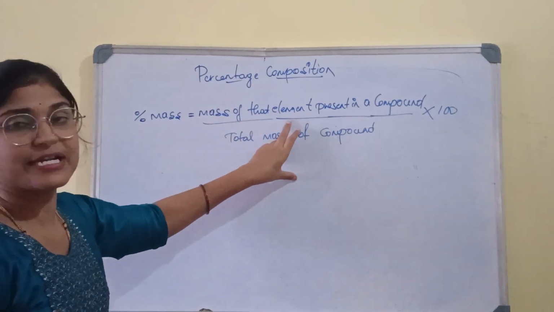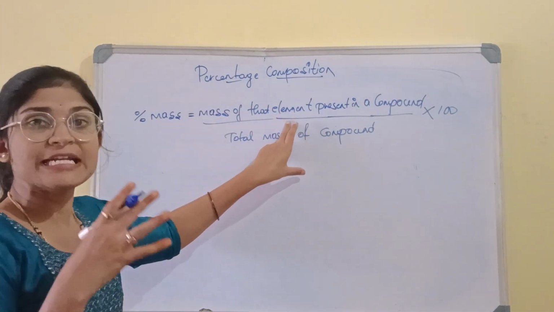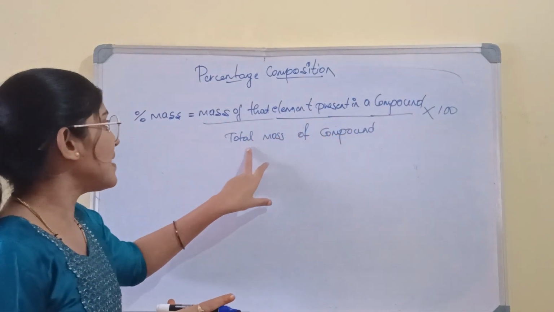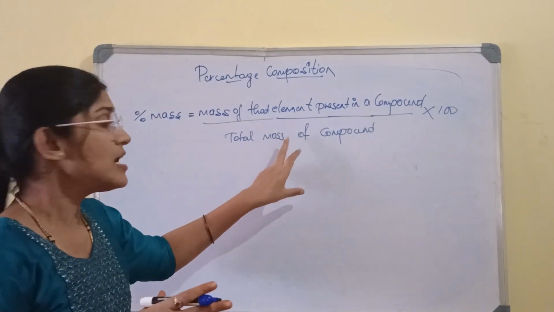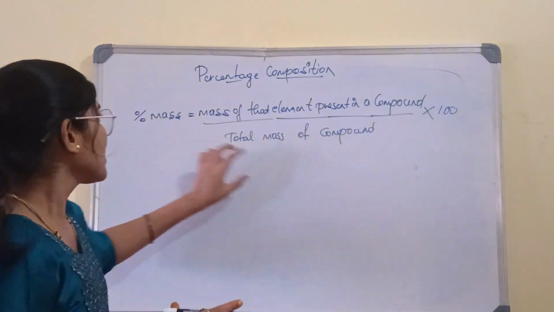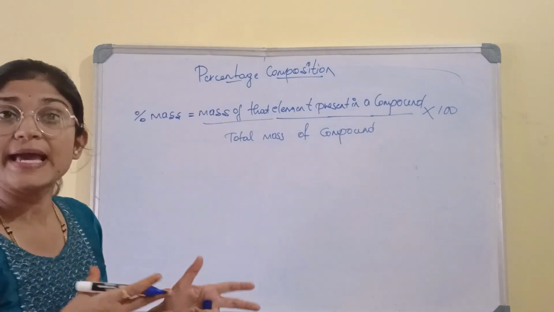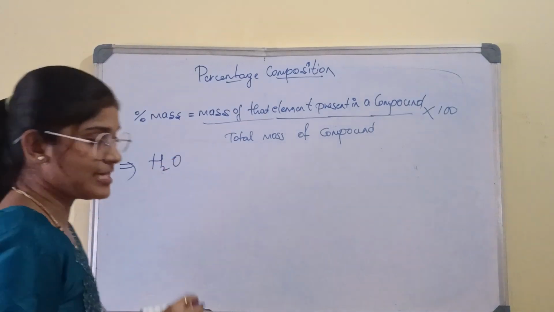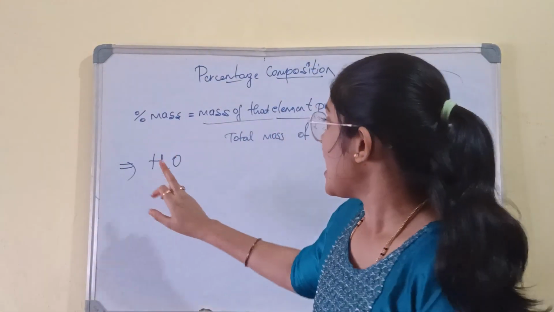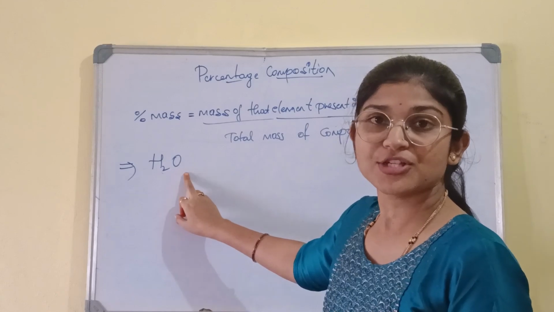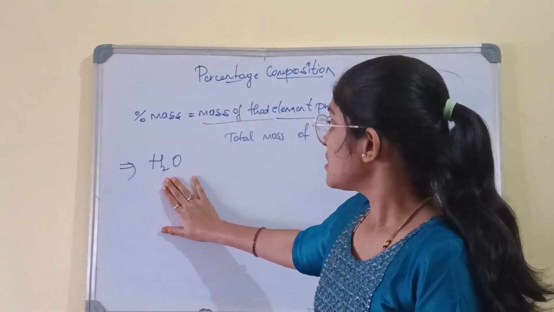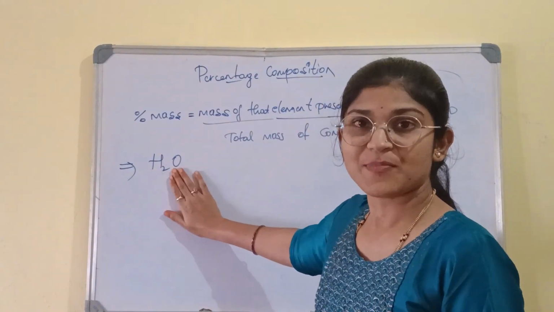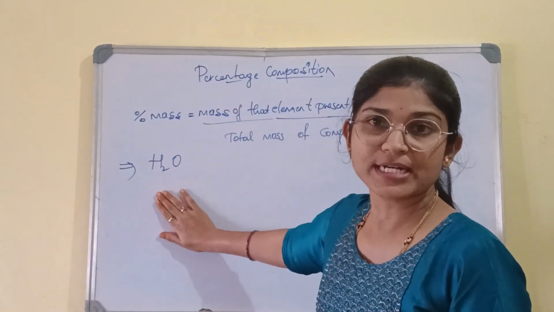Mass of that particular element, which element you are going to determine the percentage of, that mass of the element that you have to take in a compound, divided by total mass of the compound into 100. Okay, this we can study in detail by taking some examples. For example, you want to find the percentage composition of hydrogen atom and oxygen atom in the compound H2O. What is the percentage of hydrogen and what is the percentage of oxygen present in water?